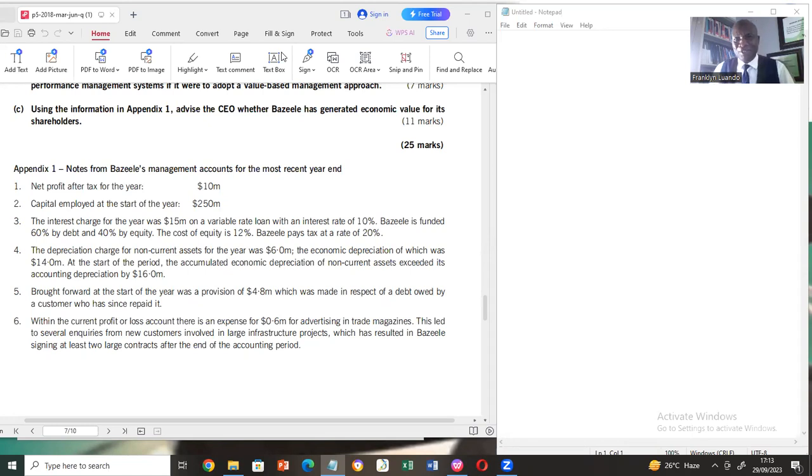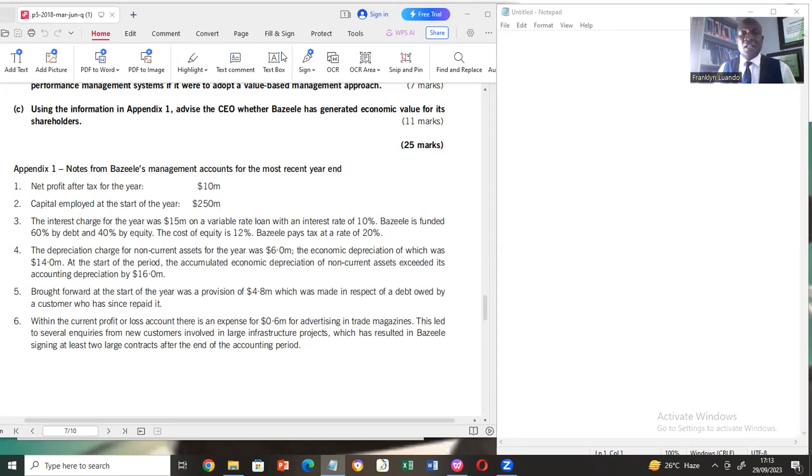This time around, we are going to look at economic value added to an organization. This topic is relevant to advanced performance measurement. This topic gives students a number of problems for lack of understanding the concepts. So I'm going to explain a number of things.